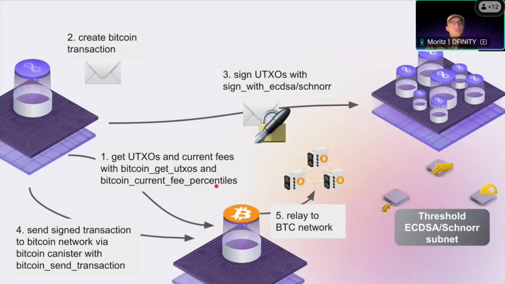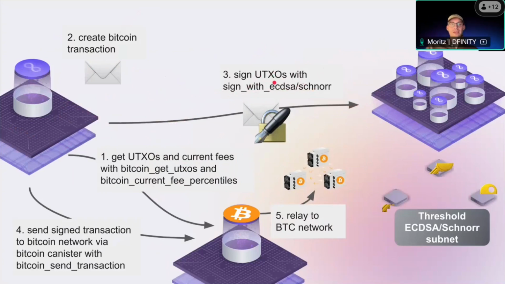Next, we actually create a Bitcoin transaction, including the UTXOs that we retrieved from the Bitcoin canister. And now creating the transaction is not enough, right? We have to prove our ownership of every UTXO that we want to use as an input to the transaction. So now we call the sign with ECDSA or sign with Schnorr API methods that we saw earlier to create a signature on every UTXO that we want to use as an input to our transaction.